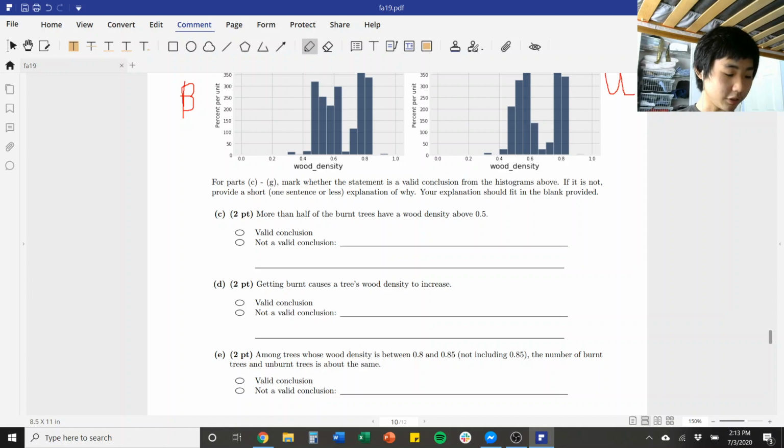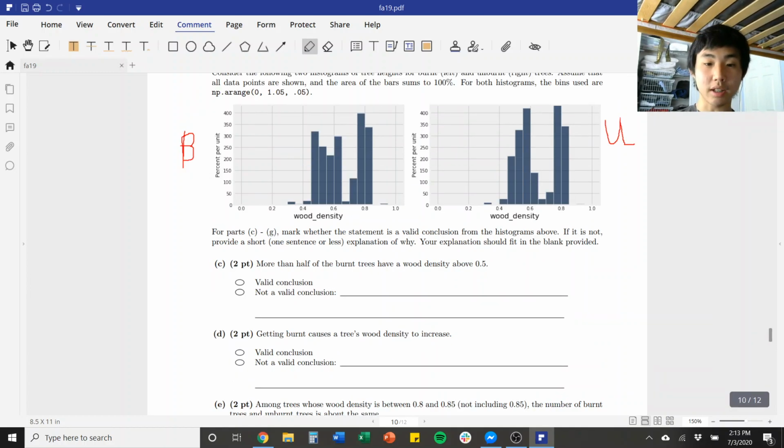So part C is more than half of the burnt trees have a density above 0.5. So let's draw a line here at 0.5. So to the right is all the greater than 0.5. If we look at this, we can see that, yeah, more than half definitely do have a density above 0.5.